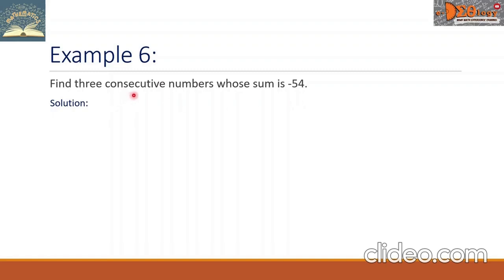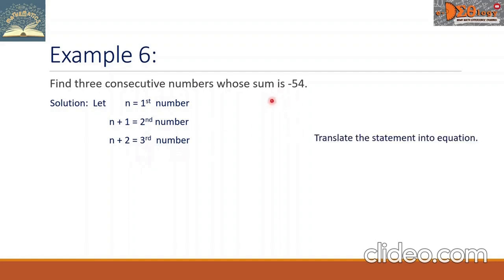By the nature of consecutive numbers, and we need three consecutive numbers, so we assign n to be the first number, n plus 1 to be the second number, and n plus 2 equals the third number. And then we translate the statement into equation. It says here the sum, which means we're going to add the three numbers.